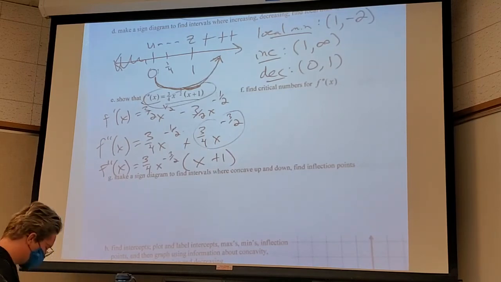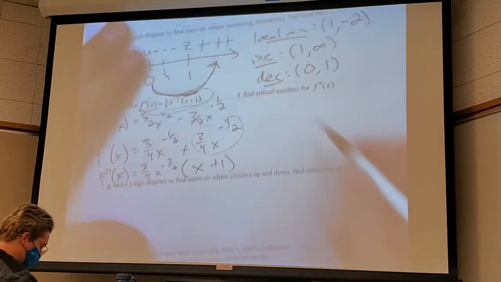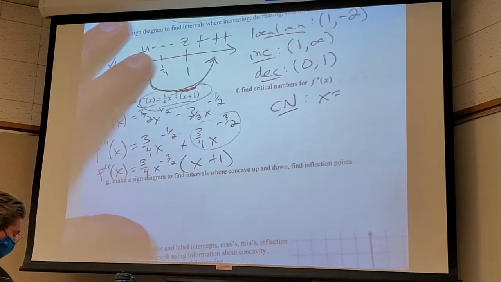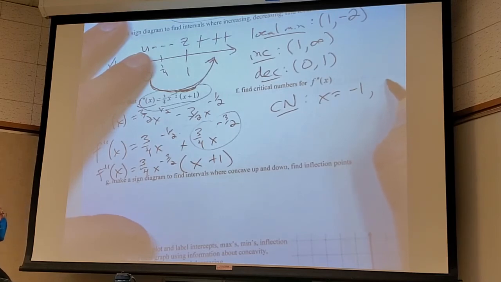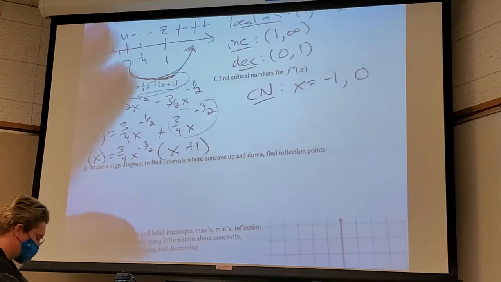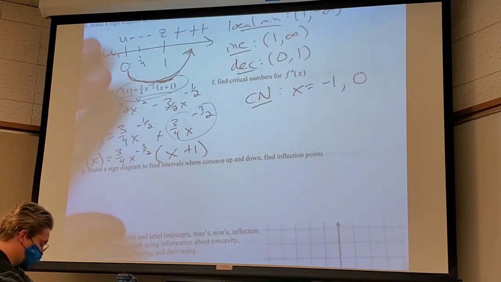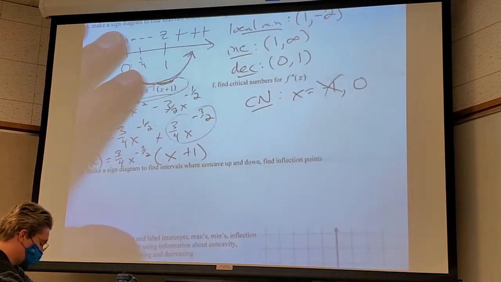And now we basically redo what we did earlier for the first derivative. What are the critical numbers? Something interesting here. We'll get negative 1 and 0. Now what's weird about one of those? It's not in the domain. Negative 1 is not even in the domain, so forget it.